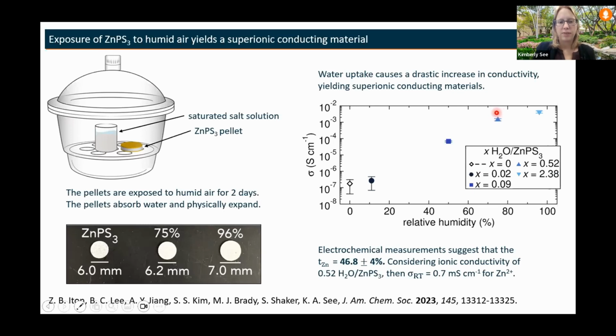And so we found that that conductivity increase is associated with both zinc conduction and proton conduction. So we have two carriers in the system. And by electrochemical methods, we can sort of decouple those two with a large error bar. And we found that about half of the current is carried by zinc. So even with a large error bar, that's a very high conductivity of zinc. And so we're pretty excited about that.